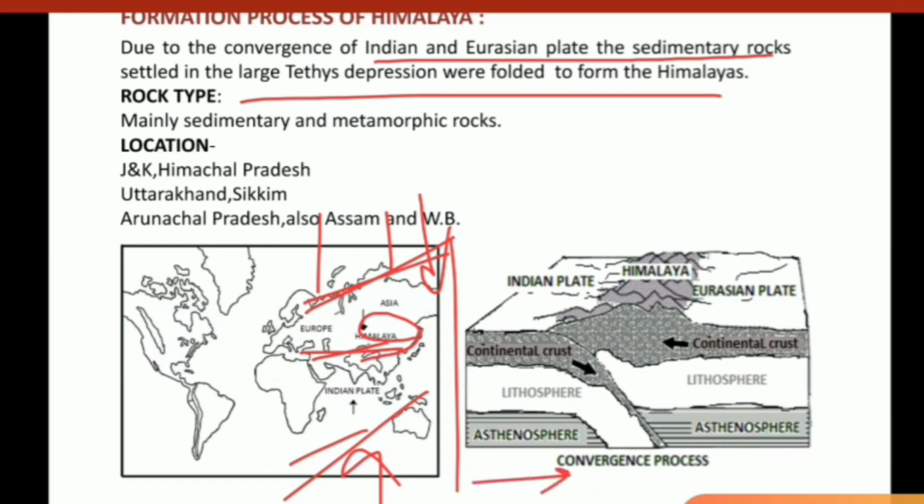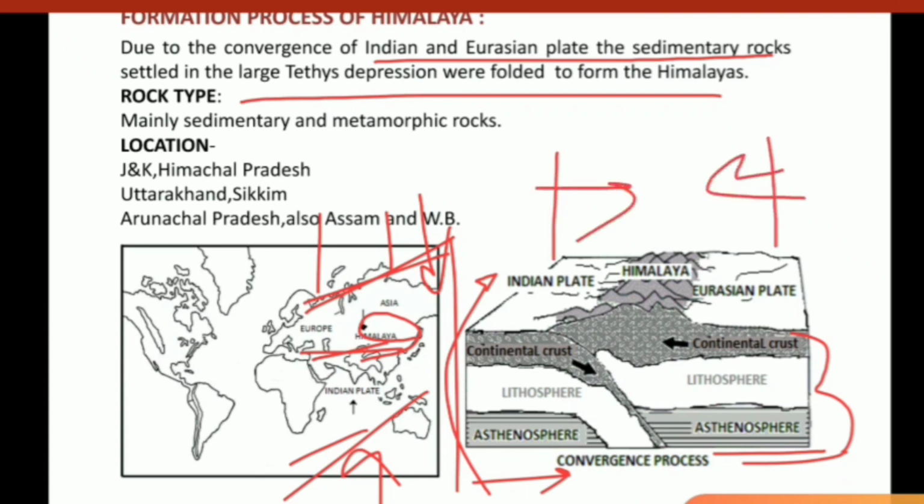Here we have the asthenosphere. Over this asthenosphere we have the lithosphere and crust. And here we have the floating plates. We already discussed all these things. Now we have the Indian plate and the Eurasian plate. When these two plates converge with each other and move towards each other, then this kind of folded mountain like the Himalayas is formed.